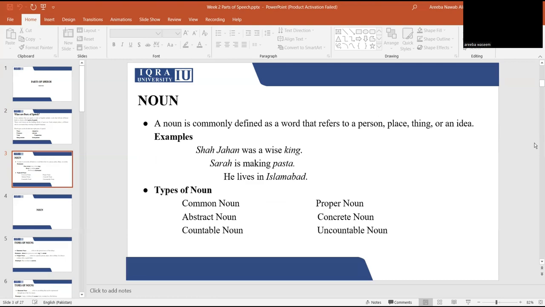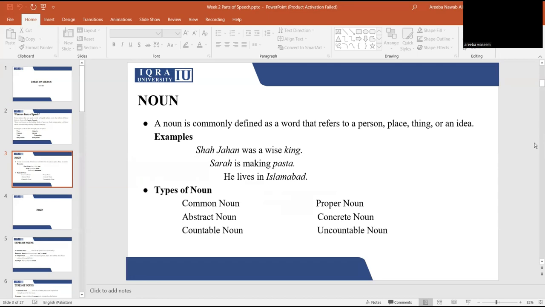Noun. A noun is commonly defined as a word that refers to a person, place, thing, or an idea. I think the first thing that we learn when we start learning English is noun. Noun is the name of anything. Like, Shah Jahan was a wise king. Sarah is making pasta. Here, Shah Jahan as well as king, both of these are words that refer to a person. So both of these are called nouns.